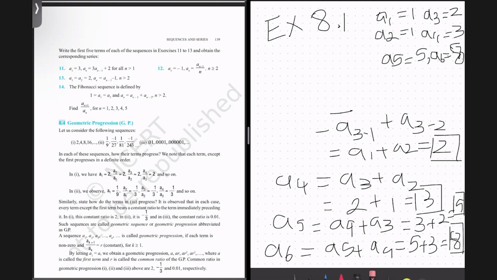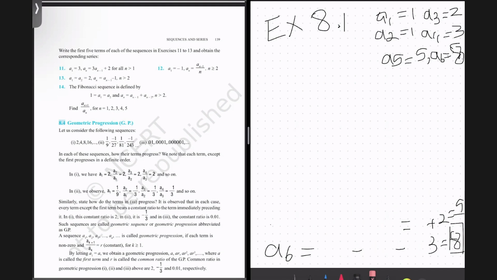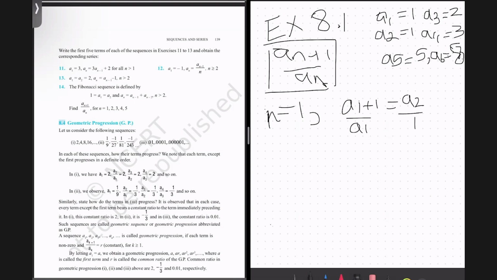So I have written all of the terms of the Fibonacci sequence here, and I'm going to rub all of this off, and I'm going to find out a of n plus 1 upon a of n, right? The rule that I have to follow while finding out the first 5 terms is a of n plus 1 upon a of n, right? So this is the rule that I'm following. So for n equals 1, I have a of 1 plus 1 upon a of 1. That will be a of 2 upon a of 1. A of 2 is nothing but 1, and a of 1 is also 1. So 1 upon 1, and that is 1, right?